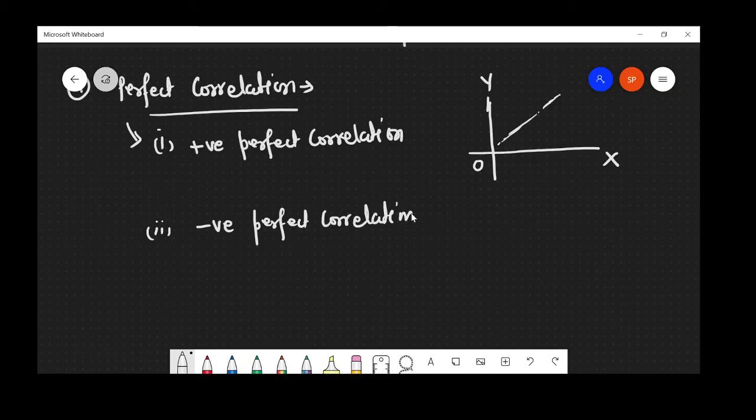And now the second is negative perfect correlation. There is an x-axis and y-axis. Now an increase in one variable is proportional to a decrease in the other variable. The graph is exactly a straight line.